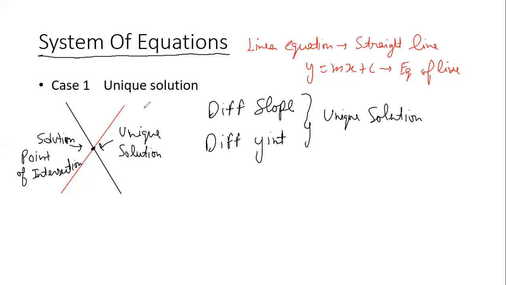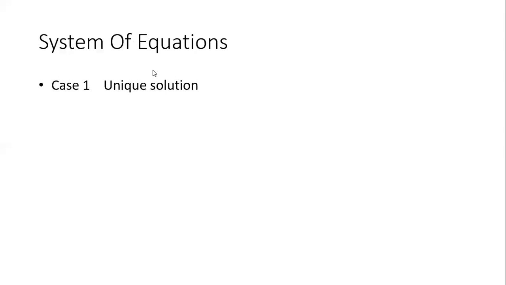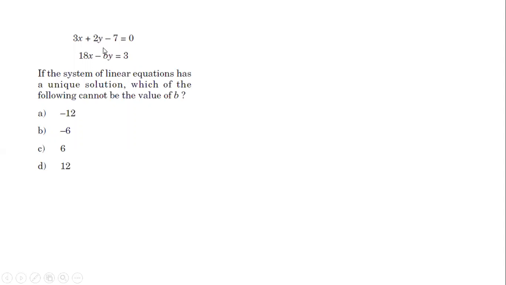Now, let's take a question on this and understand how the question appears when they say unique solution. You see, there are two linear equations given to me. They are saying that the system of linear equations has a unique solution, so I know that these lines will definitely have a real solution, because the question already mentioned that they have a unique solution. So I can directly solve these two equations and generate a solution.